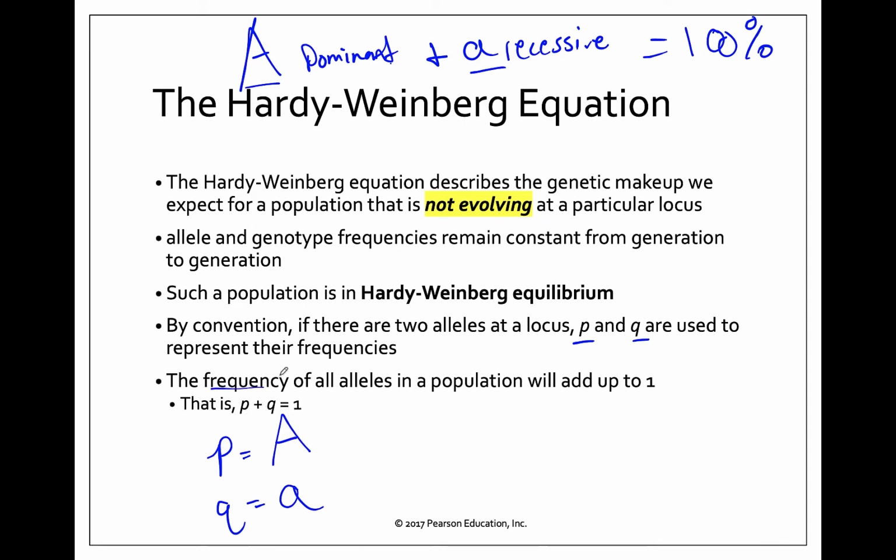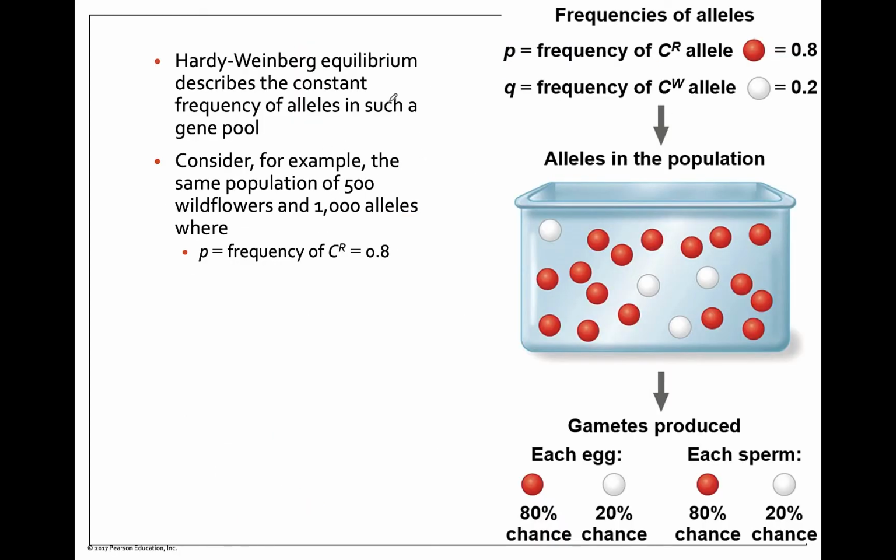equation. So a frequency is just how many there are out of the entire population. So a frequency we're going to write as a decimal. So P, the frequency of the dominant allele, plus Q, the frequency of the recessive allele, is going to be 1. 1 is the decimal version of 100%, right? So the entire population is represented by 1. That stands for 100%.